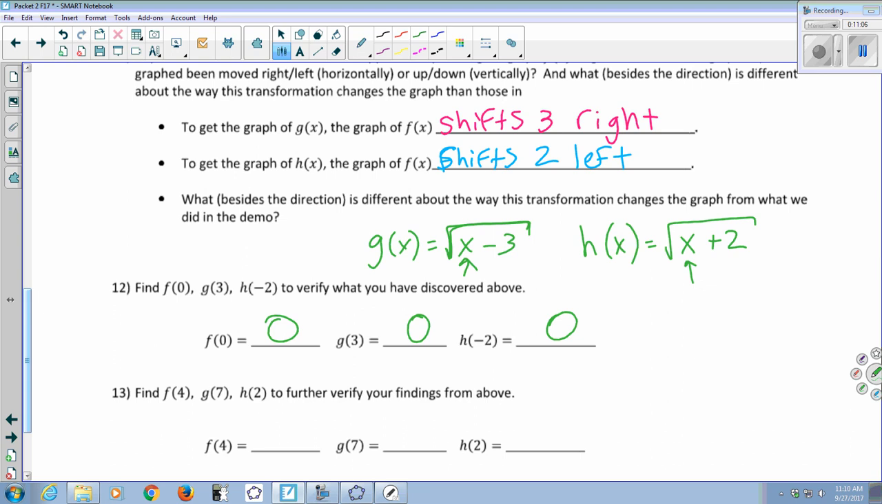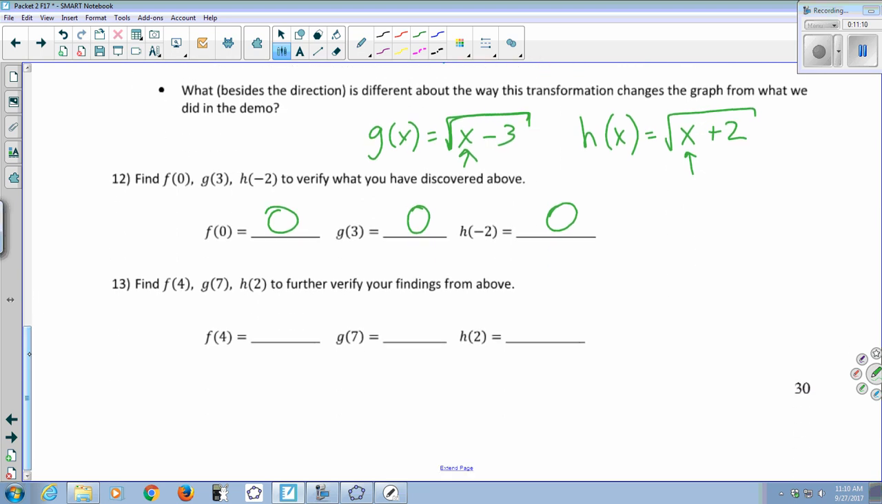All right, let's check one more set of y values and make sure that the x values have the appropriate relationship. So f of x is the square root of x, so this f of 4 would be 2. G of 7, so here's my g of x. If I replace this x with a 7, 7 minus 3 is 4, square root of 4 is 2. And then h of 2, I'm going to put in a 2 for my x into the h formula. That ends up giving me the square root of 4, which is 2.